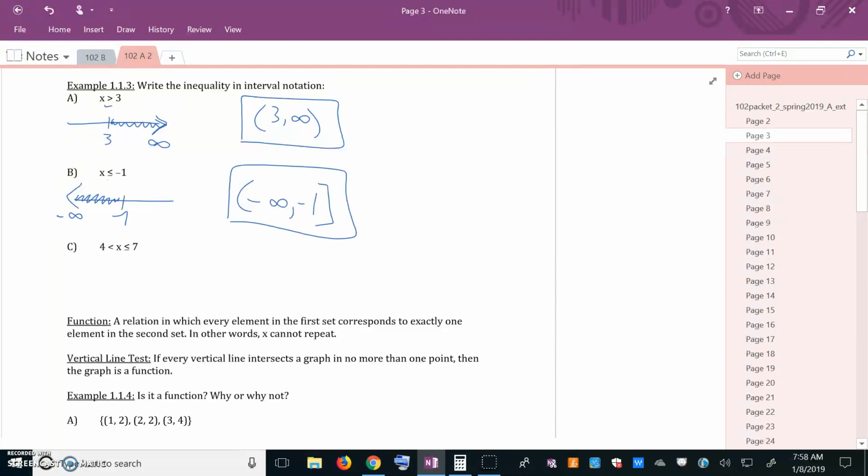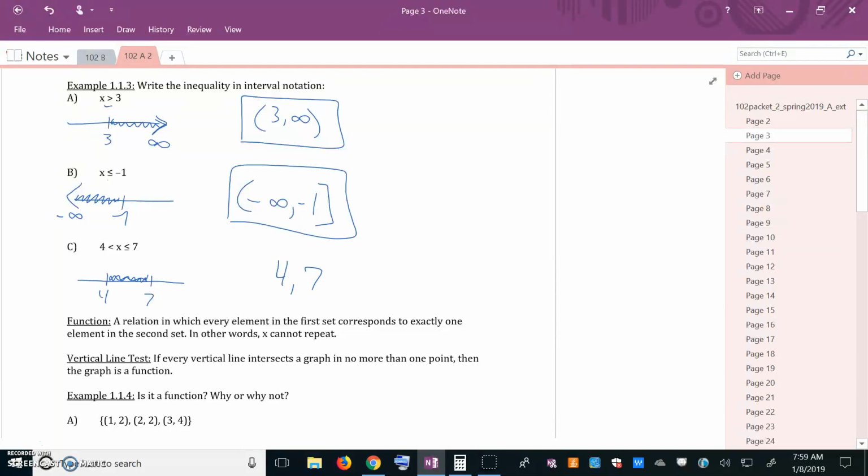Finally, let's look at a 3-part inequality. I have 4 less than x less than or equal to 7. So 4 comes first, and then 7. One of the reasons we often write our answer like this is because the place we shade is exactly where the x is, which is in the middle. So it's going to be 4, 7.